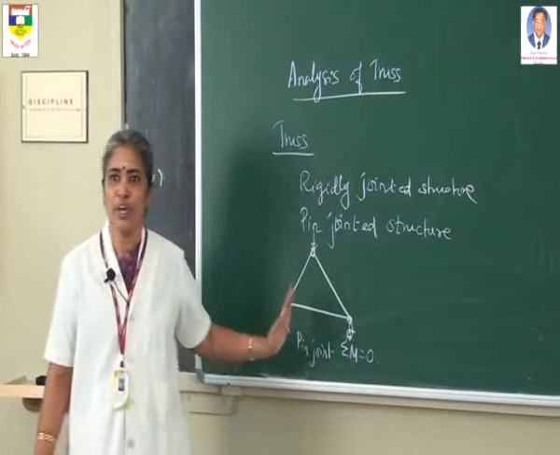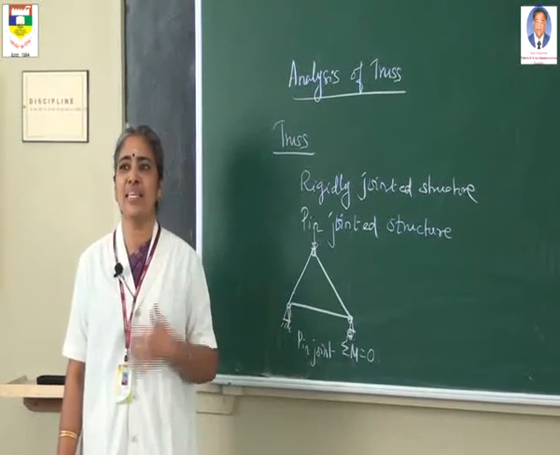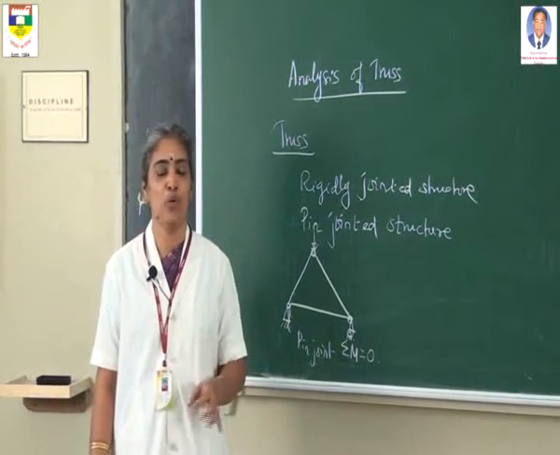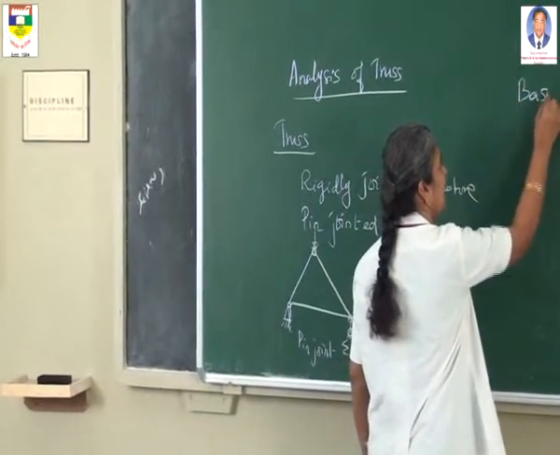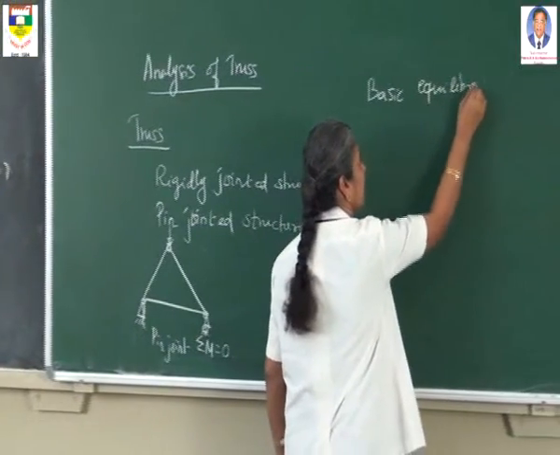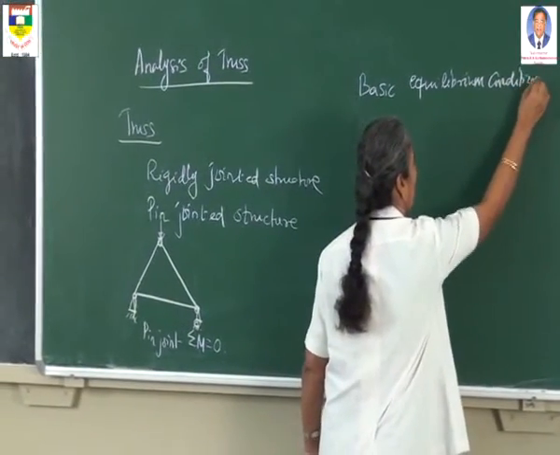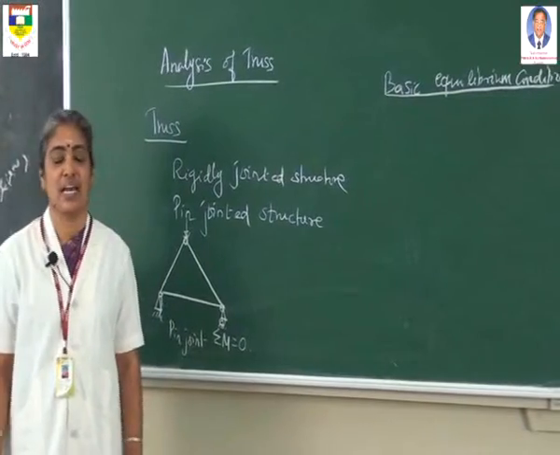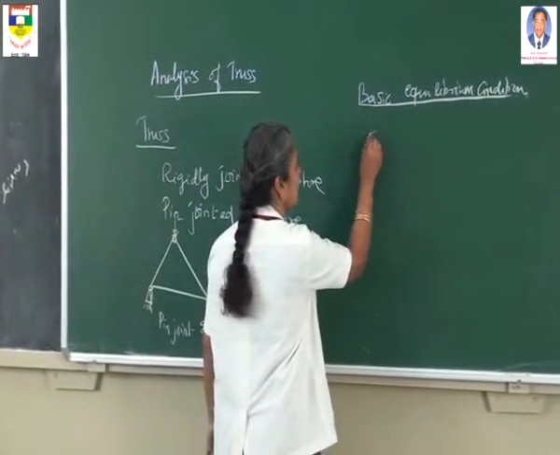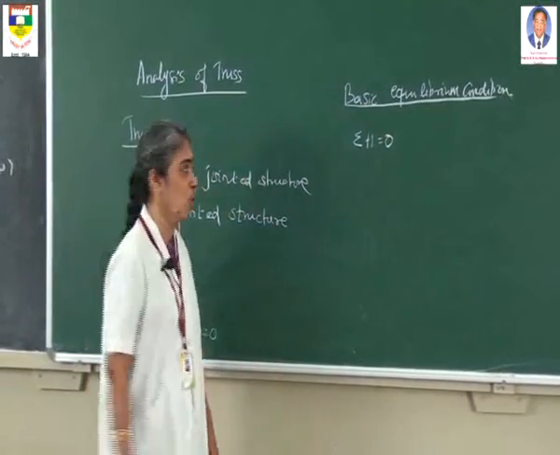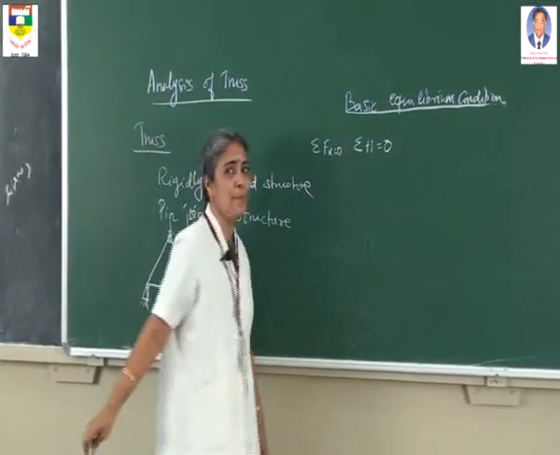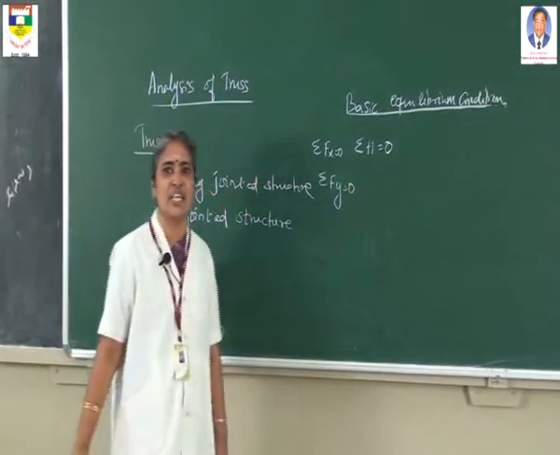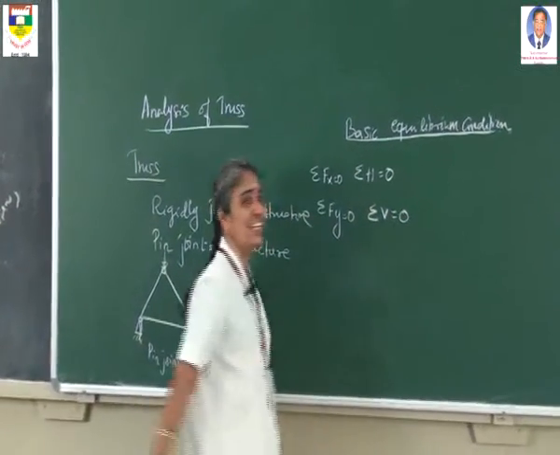Before going into the analysis, first you have to know the basic concepts, starting with the types of trusses. For this we use the basic equilibrium conditions. There are three basic equilibrium conditions, and they depend upon the type of structure, which may be a plane structure or a space structure. The plane structure has three equilibrium conditions. First, summation of all forces in the x direction is zero, that is, summation of all horizontal forces equals zero. Second, summation of forces in the y direction is zero, that is, summation of all vertical forces is zero.